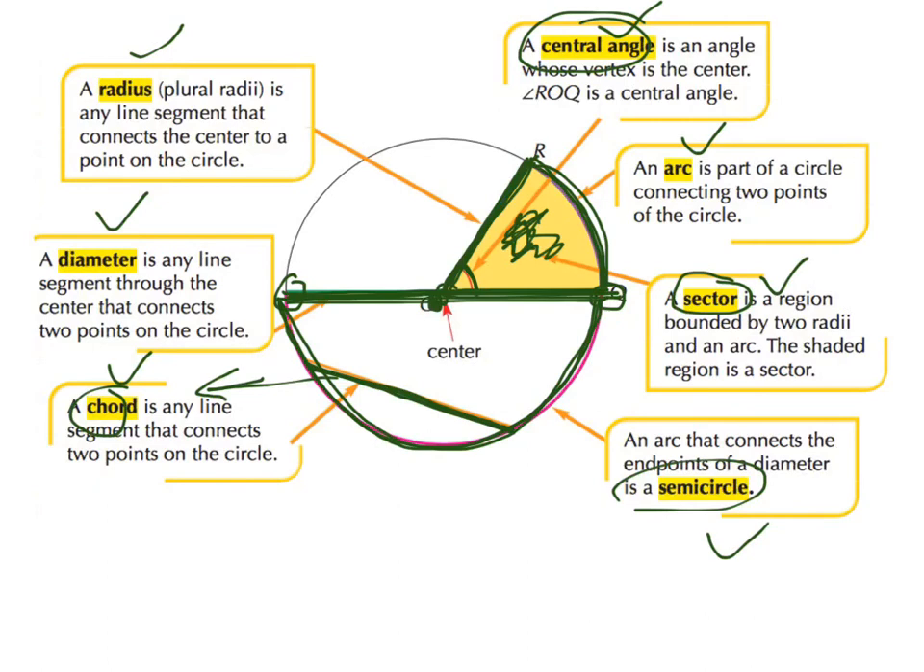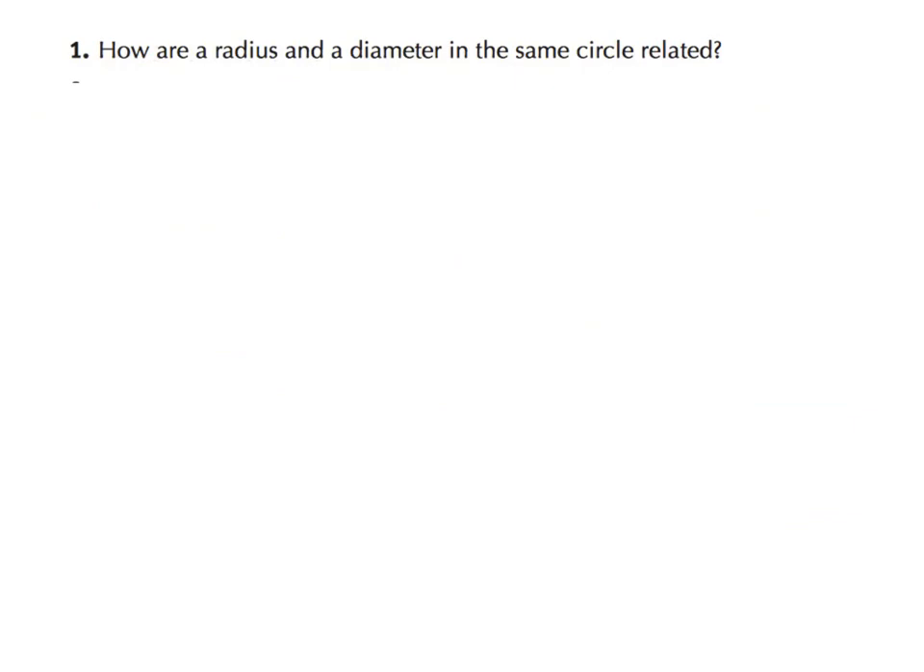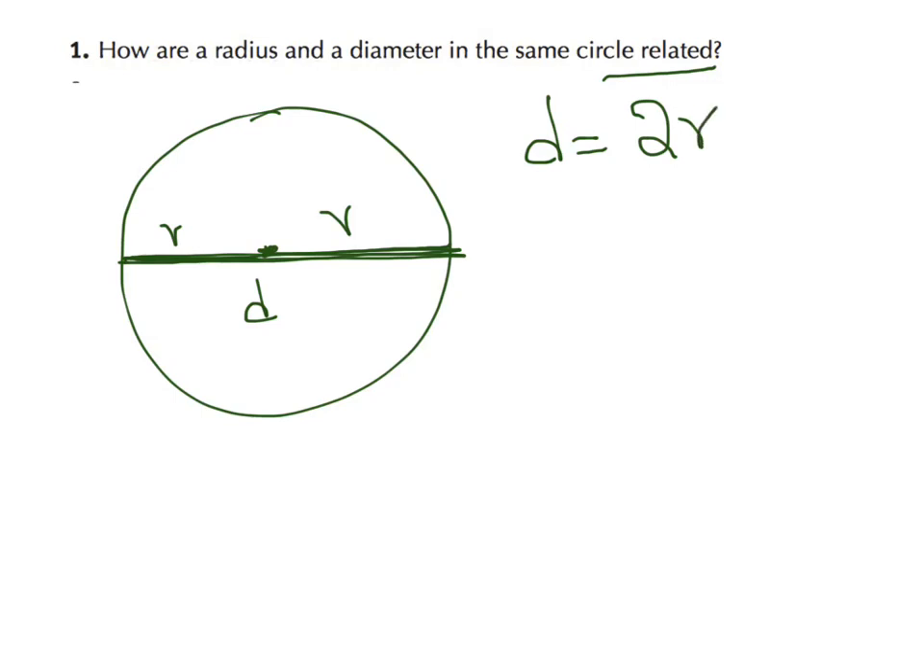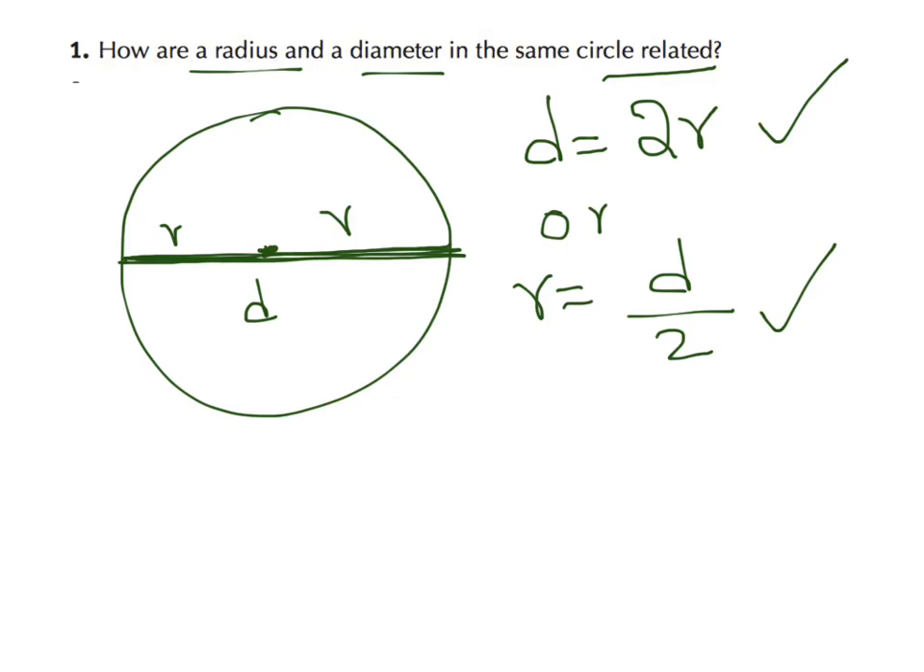Now let's try to solve some questions. How are a radius and a diameter in the same circle related? Let's take a circle. This is the center of the circle. Is this a radius of the circle? Yes. Is this the radius of a circle? Yes. Now, is this full line segment diameter of the circle? So what do you observe? We observe that diameter is 2 times the radius, or radius is half of the diameter. So how are radius and diameter related? Diameter is 2 times the radius, or radius is half of the diameter.